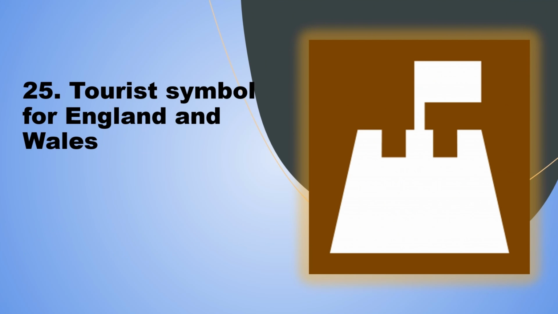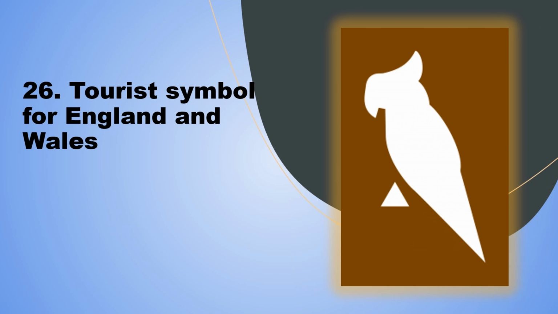This is a tourist symbol for England and Wales. Pay close attention to the sign. Again, it's on a brown background, and this sign means a beach. So you can see in the sign, it's kind of like a sandcastle. So maybe if you associate a sandcastle with this sign, then you can understand and you can remember that this is a beach.